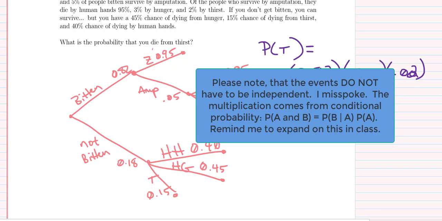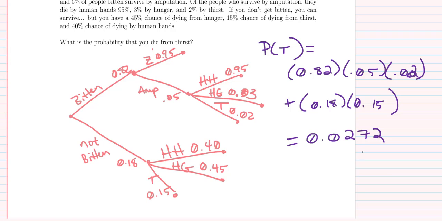Great, so this is 0.18, 0.15. You multiply through, add them up. And what we find is that the probability is 0.0272.